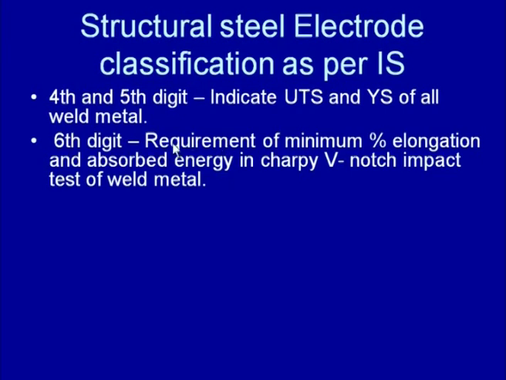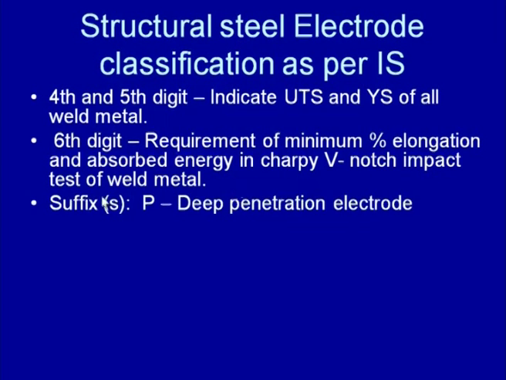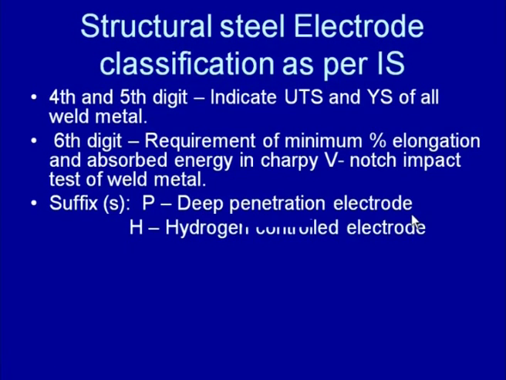The sixth digit indicates the requirement of the minimum percentage elongation and the energy absorbed in the Charpy V-notch impact test of the weld metal, while the suffix has various letters which are used to indicate the characteristics of the electrodes, like P, which is used for the deep penetration electrode, which has the capability to melt the base material to a greater depth, and H is the hydrogen control electrode, which is basically used for hardenable steels and weld joints which are sensitive to hydrogen induced cracking and for a better quality weld joint.